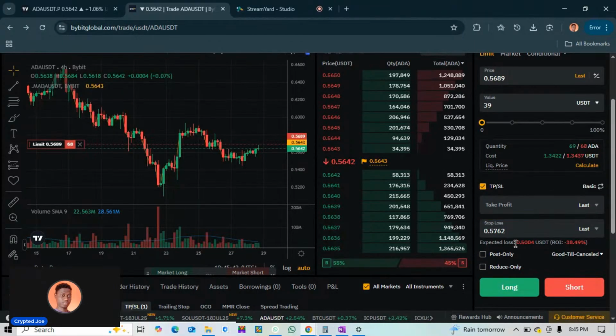You see now, expected loss 0.5004, which is what I said I want to lose if it should go against me and hit my stop loss. So basically I will lose minus 28 percentage of this 1.34, which is 0.5. So now I'll place in my take profit.